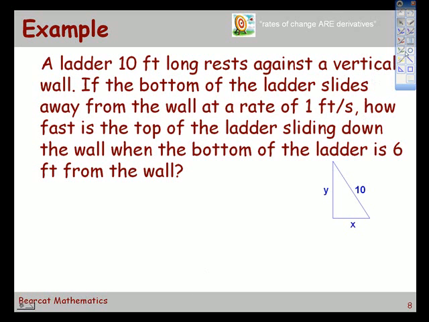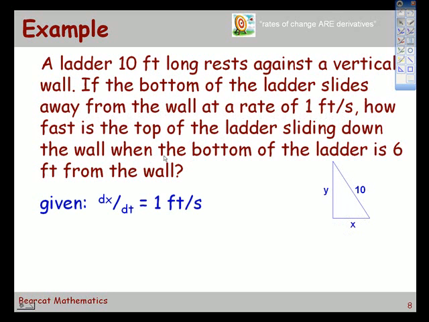A diagram would help a lot. Here's my 10-foot ladder. My wall is a vertical distance, so I'm going to call that y. The distance the base of the ladder is from the wall is a horizontal distance. I'm going to call that x. And then I'm going to try to determine what they've given me and what they're asking for. They're telling me that the ladder slides away from the wall at 1 foot per second. Well, that's a change in this distance on my diagram that I'm calling x. So they're giving me dx/dt is 1 foot per second.